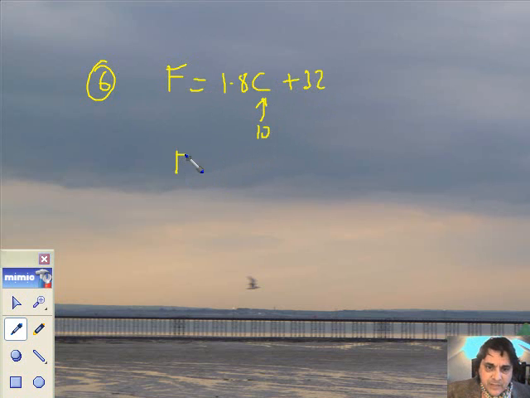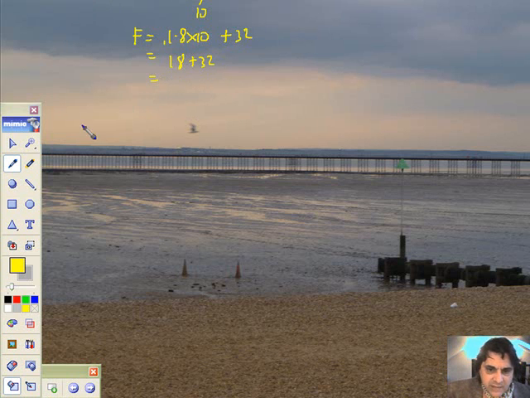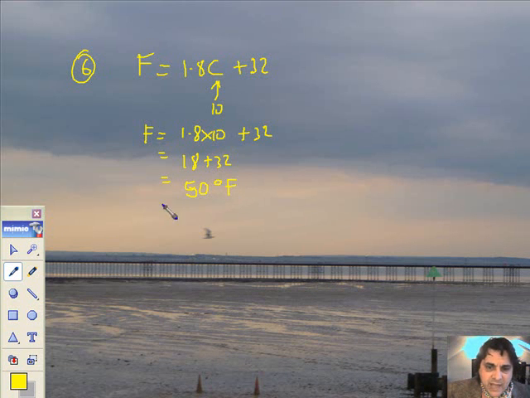Well, let's put it in there, shall we? So what's the Fahrenheit one going to be? 1.8 times 10. Again, I'd rather use a bracket there, plus 32. That's going to give me, well, that's easy. That's going to be 18 plus 32. Don't need a calculator for that. What we've got here, 50. So it's 50 degrees F.